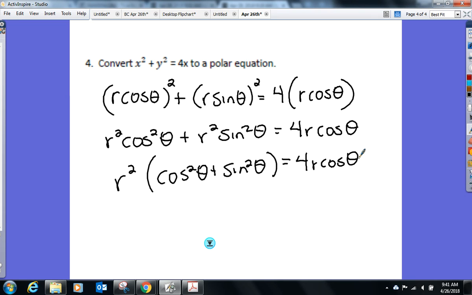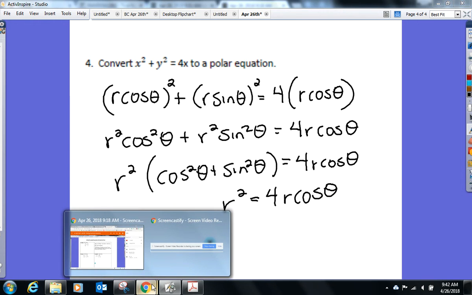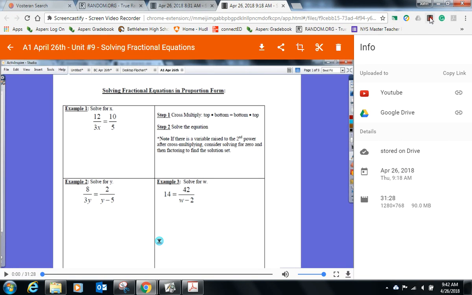Inside the parenthesis, 1. So what's on the left side? Okay, we're okay with that because I'm going to take this a little different direction now. R squared equals 4R.